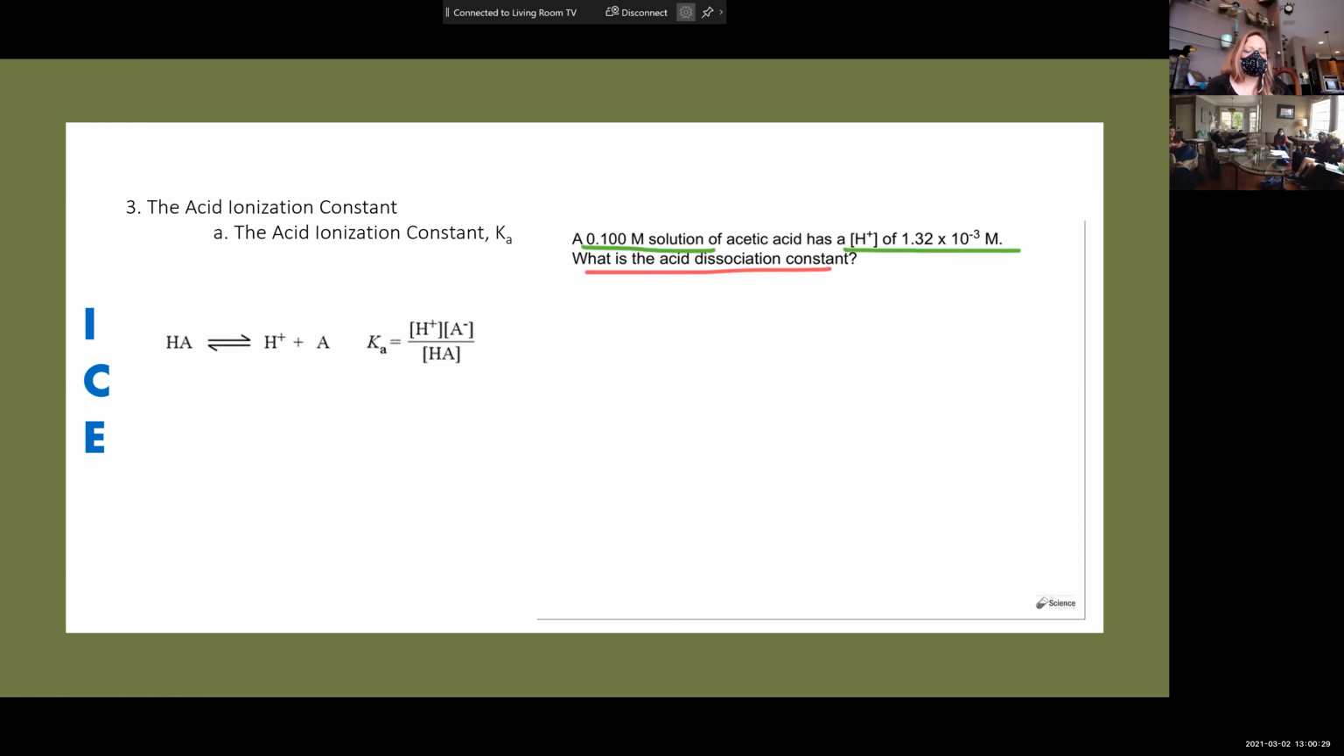The first thing you want to do when you're solving a problem like this is write out the dissociation chemical reaction. So this is acetic acid. That's the chemical formula for acetic acid. And this is going to dissociate into H plus and the anion, like that. So we'll start with that.